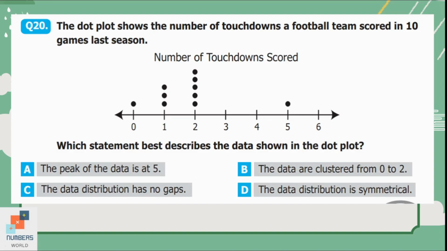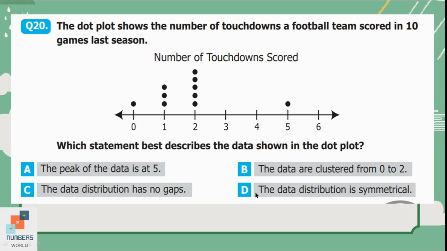Basically, an outlier is a value that lies outside or away from the rest of the set of values. So option B is the correct one. But let's check our options C and D as well. Option C is the data distribution has no gaps, which is incorrect. We can clearly see the gaps on the dot plot.